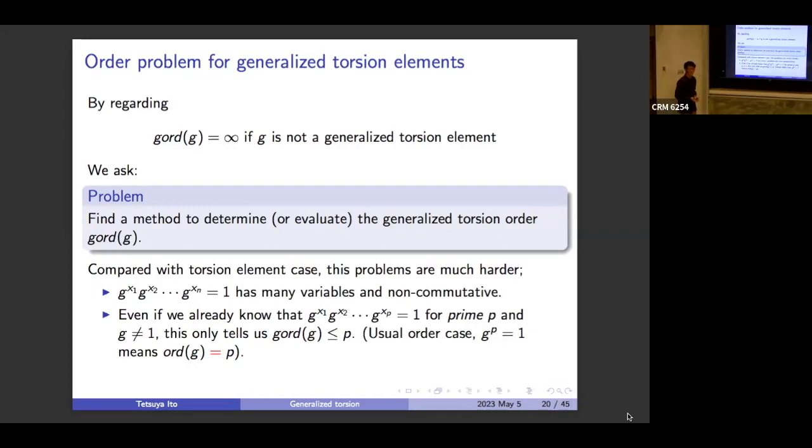To me, the most tantalizing point is that even if we are lucky enough to find this kind of relation, and moreover n is a prime number, then in the torsion element case this solves the problem, because g to the power of a prime p equal to 1 implies that the order of g is p. However, for a generalized torsion element, this tells us only that the generalized torsion order is at most p. So it can happen that it is p minus 1 or p minus 2. This kind of knowledge only gives us an obvious upper bound.